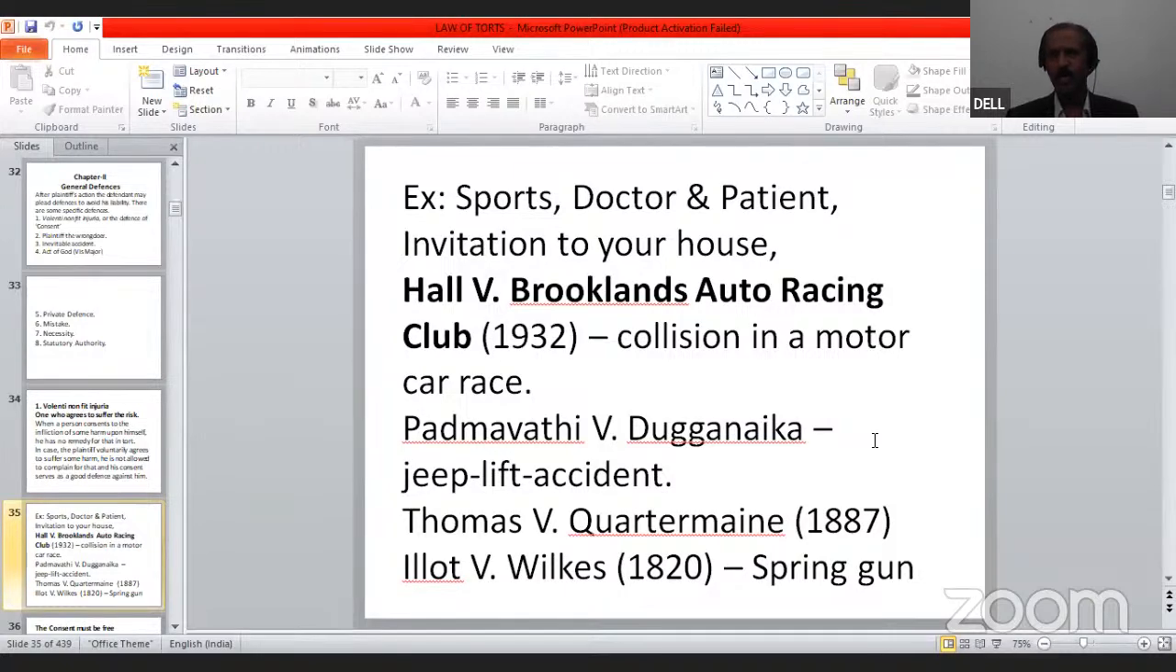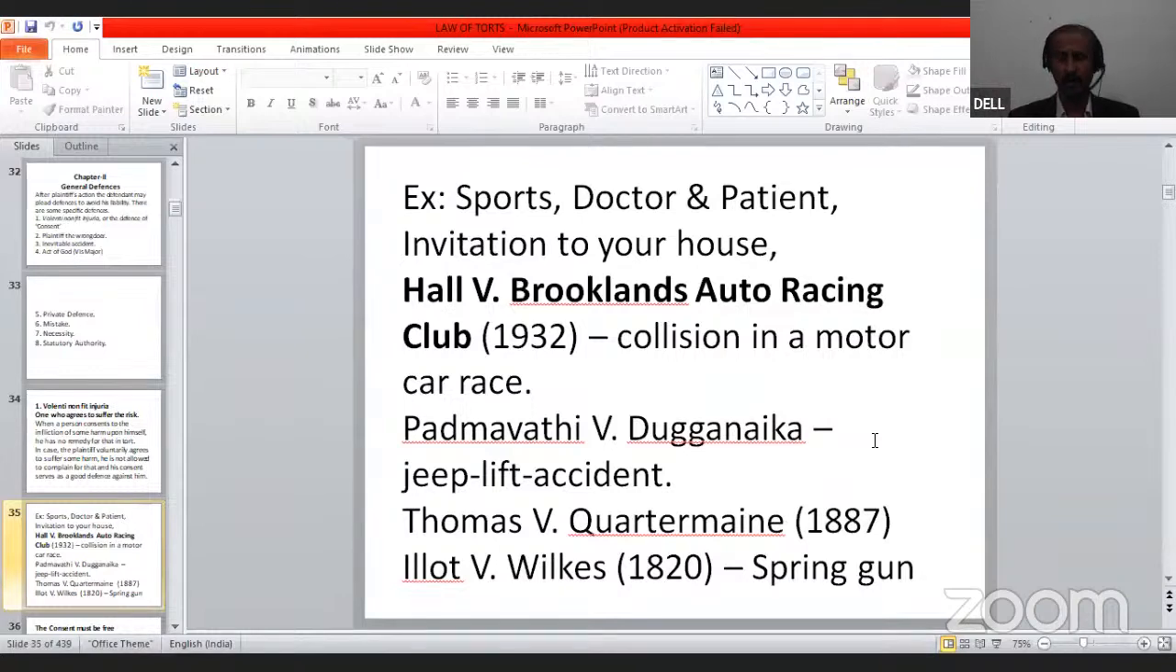Hall versus Brookline Auto Racing Club. Of course, you have already heard. There was a motor car race. Hall purchased a ticket and entered the stadium. While sitting in the stadium as a spectator, there was a collision between two cars. The impact was so high that the car actually jumped and fell on the spectators.